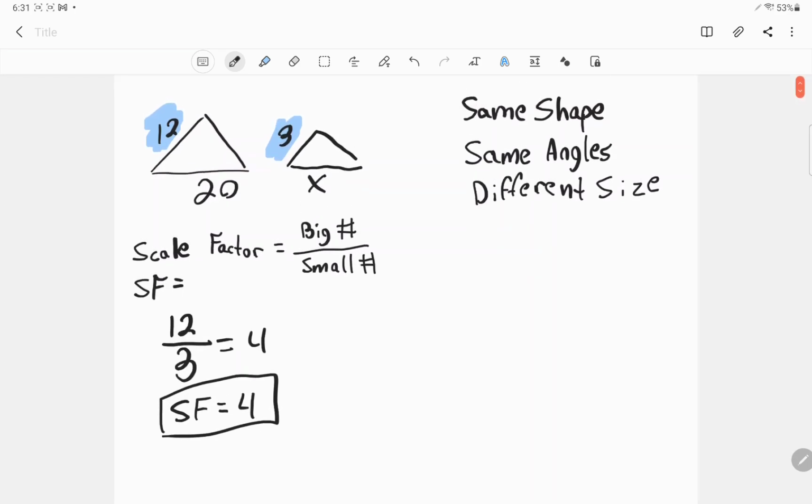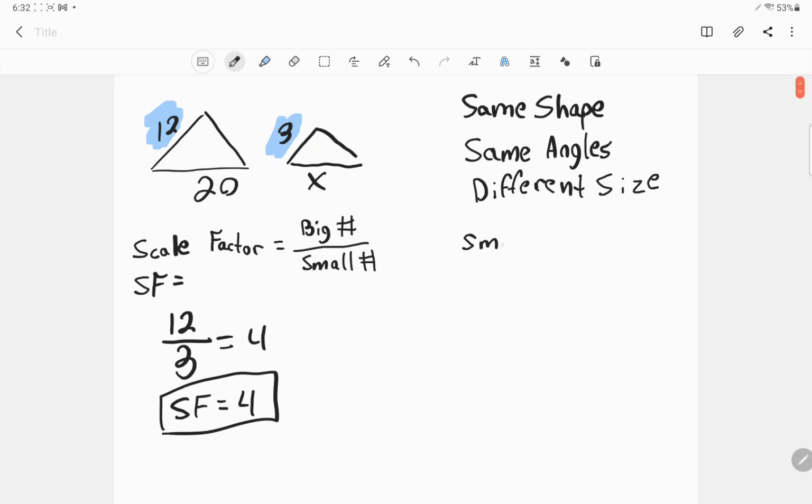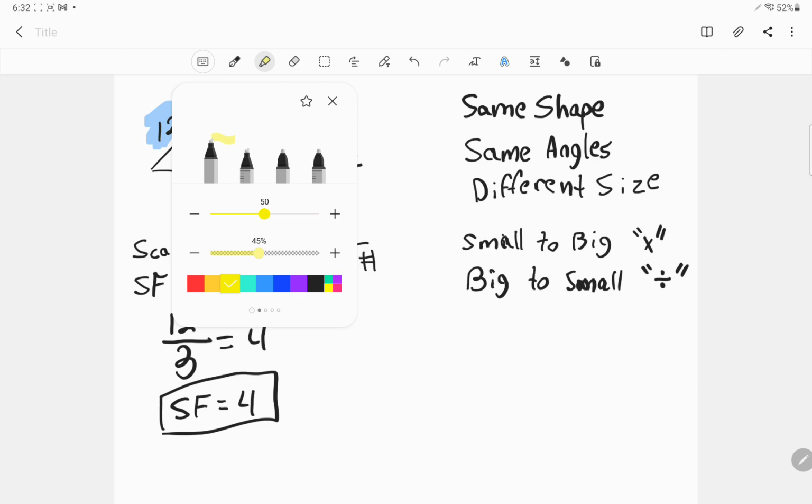At this point, I'm going to use the scale factor to either multiply or divide. All right? So if I go from small to big, I am going to multiply. I'm going to put a little X right here. Right? If I go from big to small, I'm actually going to divide. All right, that's very important. So right here, I'm looking for this side right here.